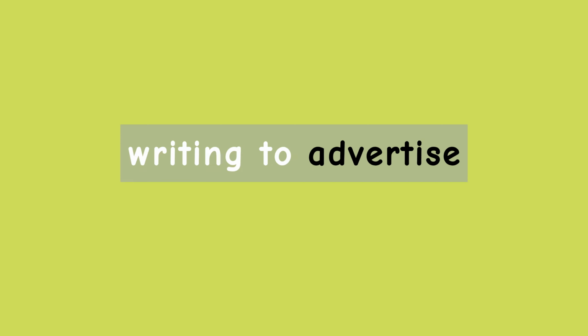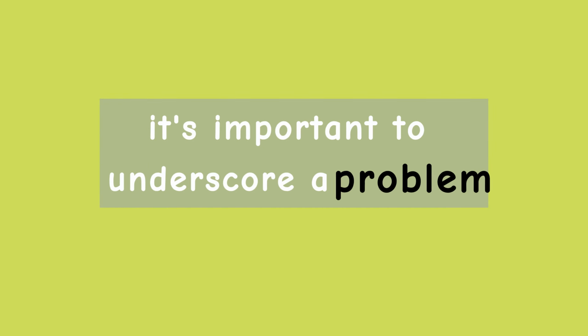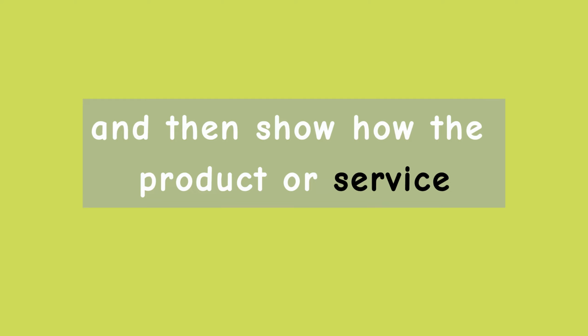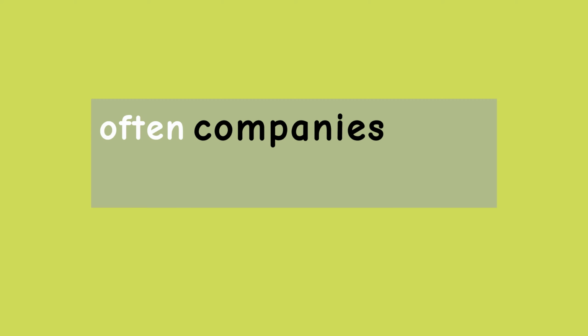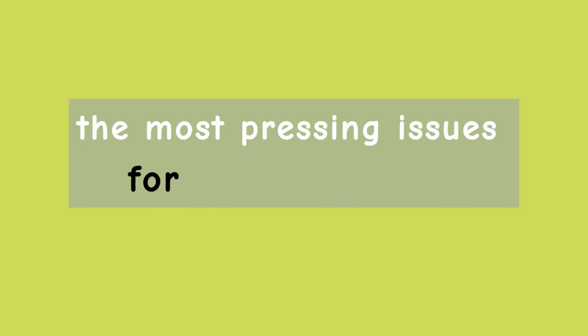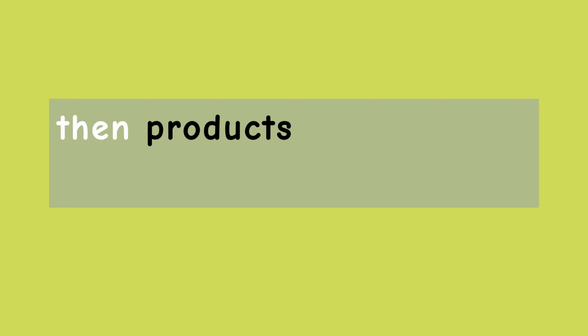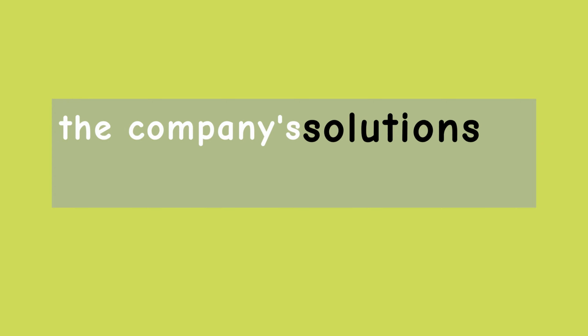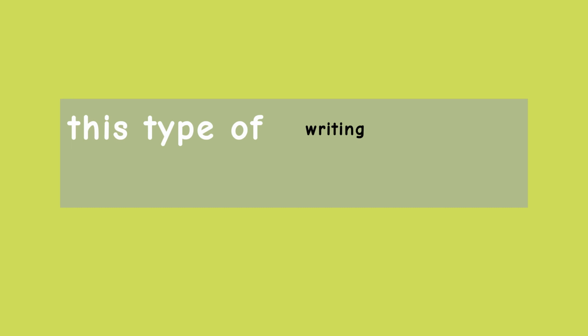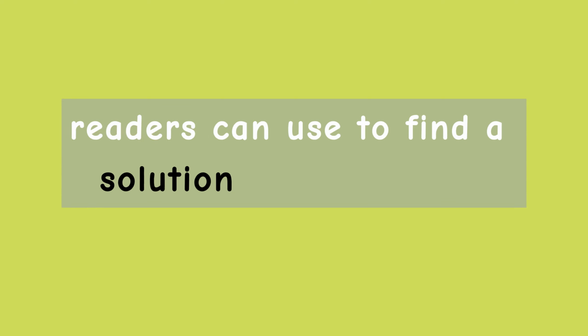Writing to advertise. Some materials are intended to advertise a product or service. With these materials, it's important to underscore a problem and then show how the product or service provides a solution. Often, companies write books and papers on the most pressing issues for their customers. Then, products and services are presented as a solution to these issues. In the end, the company closes with a call to action. Readers are then compelled to learn more about the company's solutions to their problems. This type of writing needs to be persuasive and filled with actionable information readers can use to find a solution to their needs.